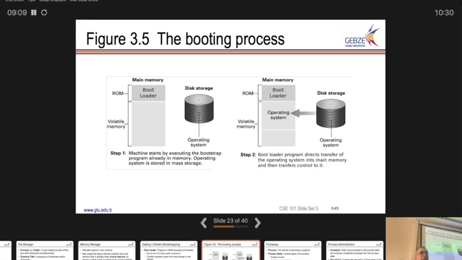In the ROM, there is a bootloader, and the rest of the memory is empty. The bootloader starts and then loads the operating system. Then the operating system keeps running. So reboot means pressing a button, and that button creates an interrupt. That interrupt restarts the boot process, and it means reboot.